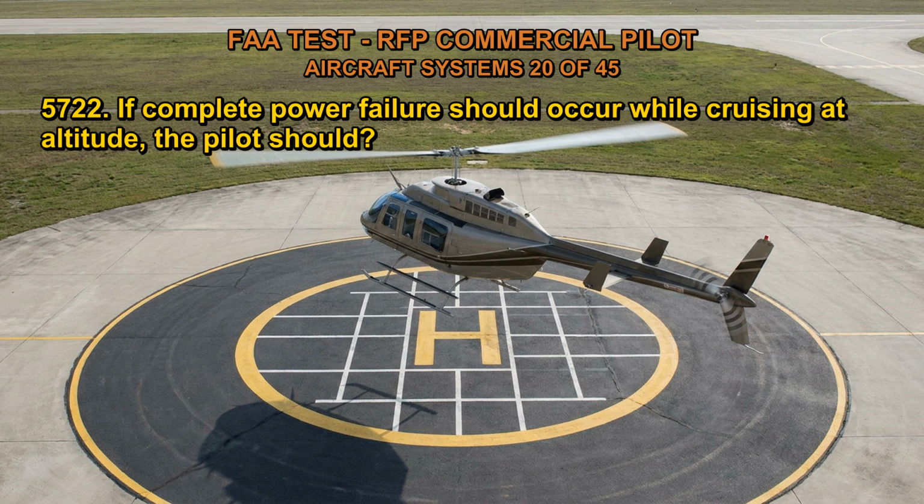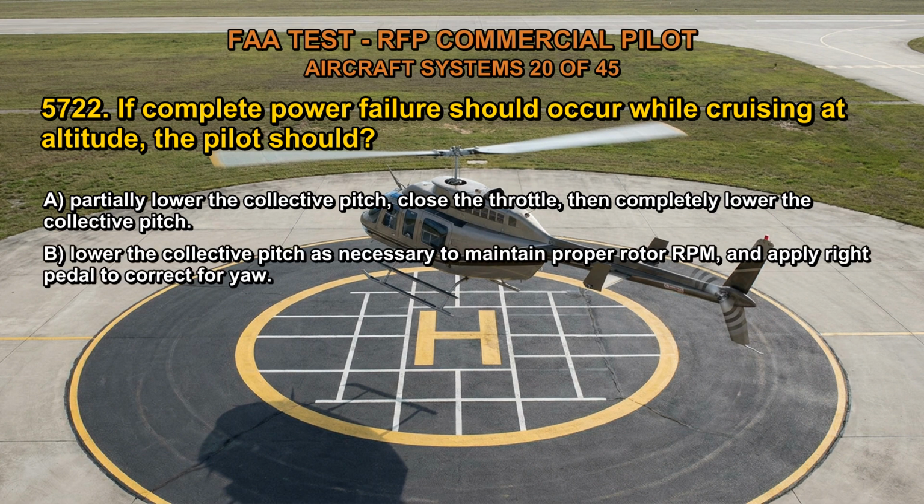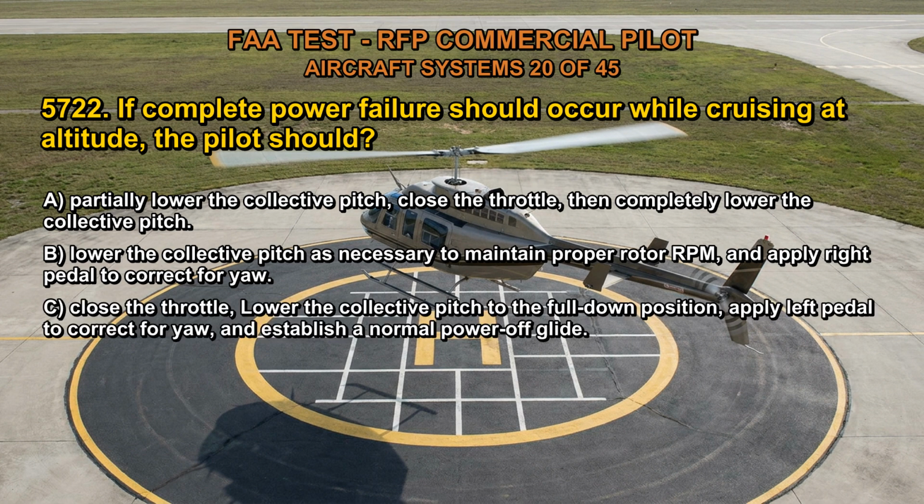5722. If complete power failure should occur while cruising at altitude, the pilot should: A. Partially lower the collective pitch, close the throttle, then completely lower the collective pitch. B. Lower the collective pitch as necessary to maintain proper rotor RPM and apply right pedal to correct for yaw. C. Close the throttle, lower the collective pitch to the full down position, apply left pedal to correct for yaw, and establish a normal power off glide.